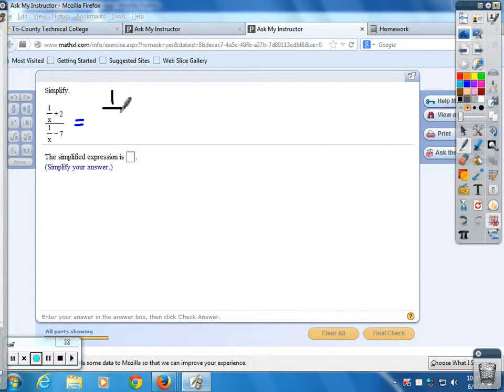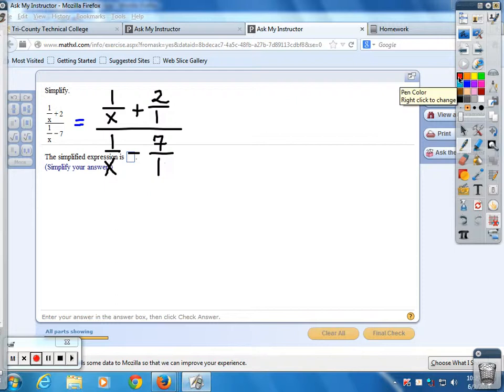1 over x plus 2 over 1 over 1 over x minus 7 over 1. And what's the common denominator? X. So I'm going to multiply by x over 1 over x over 1. So go ahead and do that.